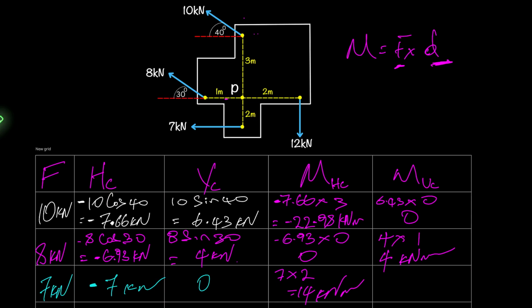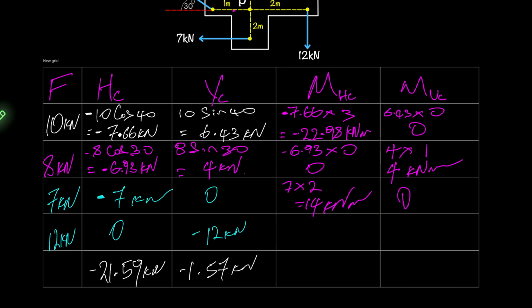So back to this 7 kilonewtons, we know that the vertical component is 0, so it doesn't matter what happens here, this would just turn out to be 0. And let's go to the final one here, which is the 12 kilonewtons. Now, as you can see on the 12 kilonewtons, we have this right angle formed there with that 2 meter line. And of course, we didn't have any horizontal component. So when we do that one, we know that we'll get 0.